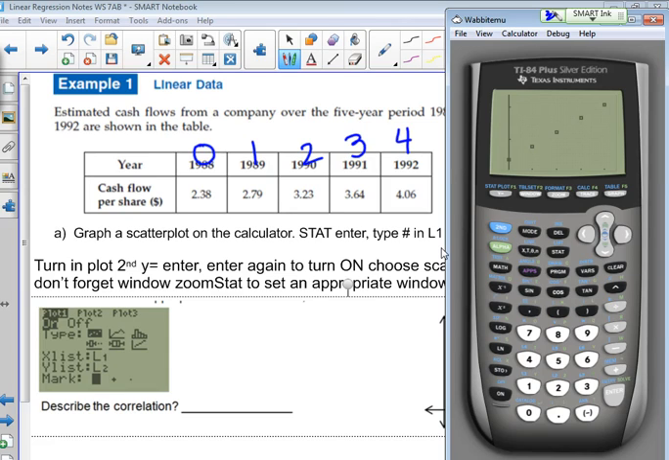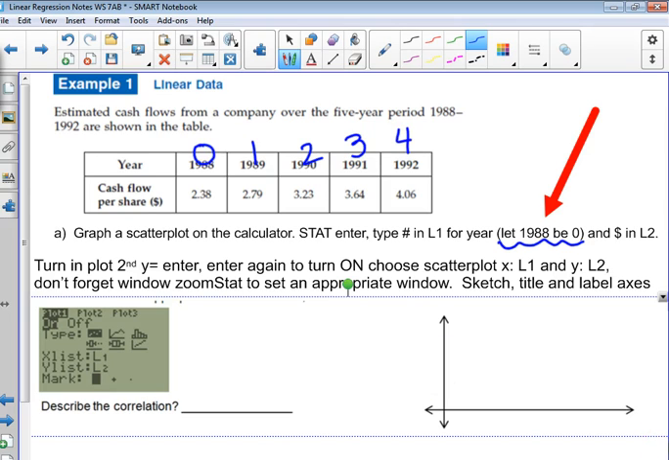Have the stat plot on. The second y equals has to be on. Also, to be able to tell that you have a stat plot turned on, if you go to y equals, see at the top how my plot 1 is darkened. Okay. Everybody good? Do we need help? Somebody's not working? Okay.